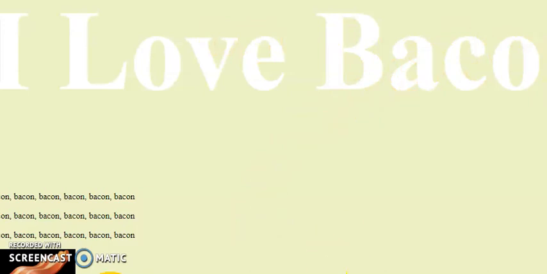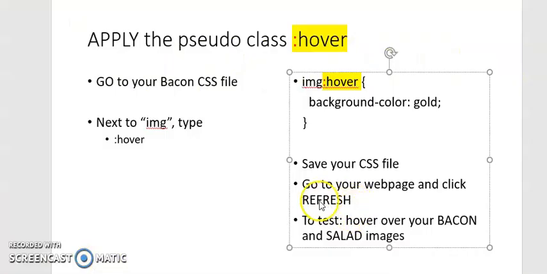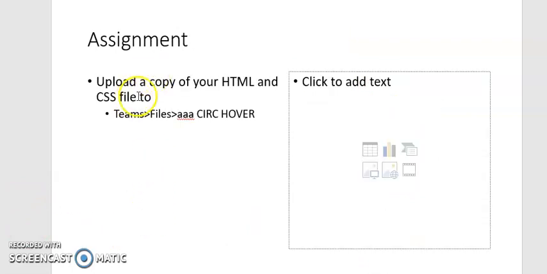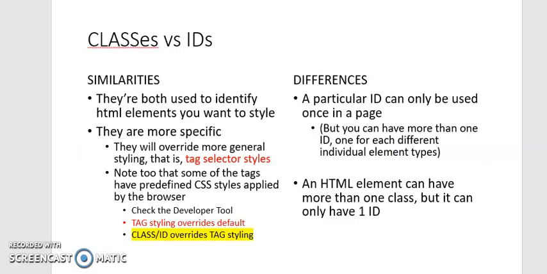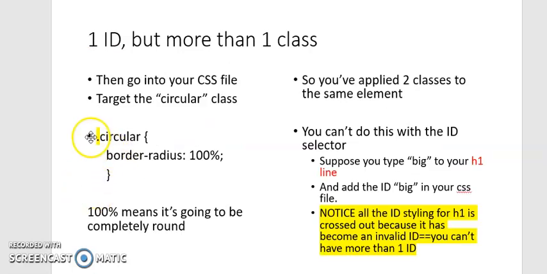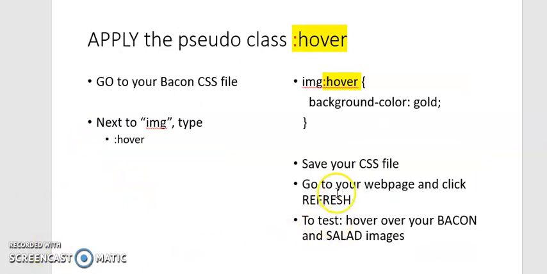Now let me go back to PowerPoint. So I hope you tested that by yourself, and you could see that the background color we tried to implement would be visible on your web page. Now, I would like you to upload a copy of your HTML and CSS file to Teams, to this folder here. Remember that you had to do two things. You had to make one of your pictures circular, and you had to make the background color gold.